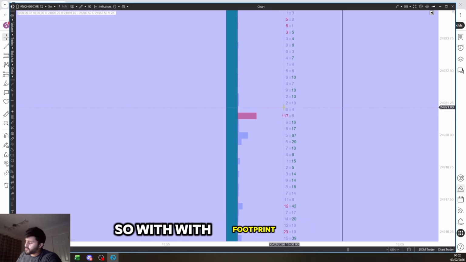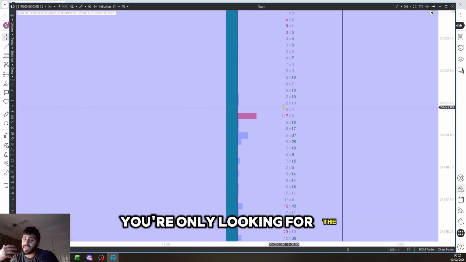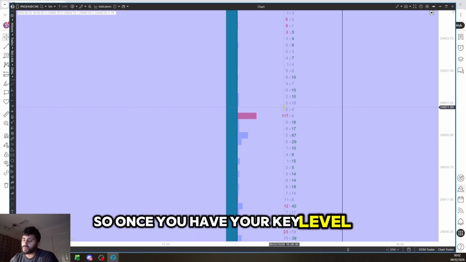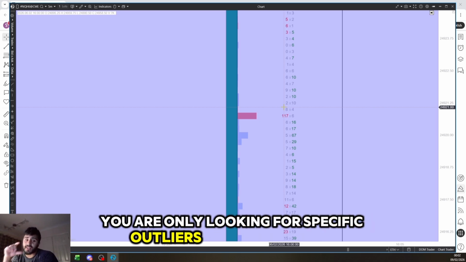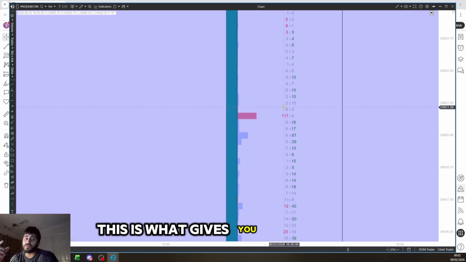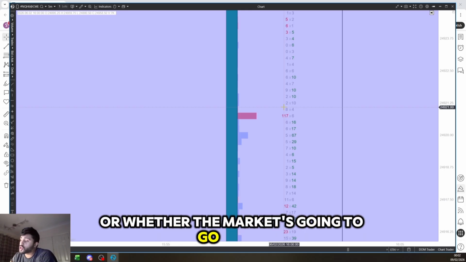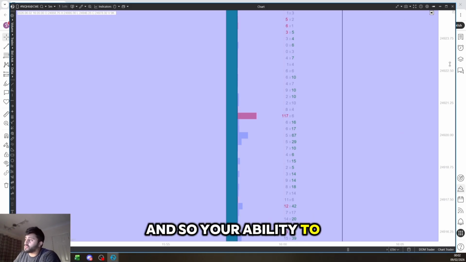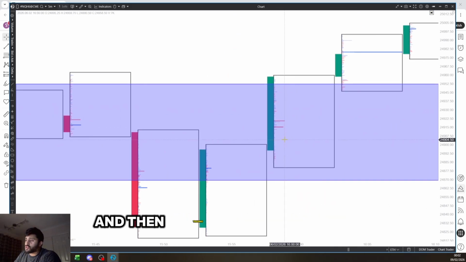So with footprint charts, you don't need to read every single number. You're only looking for the outliers. So once you have your key level or your fair value gap, you are only looking for specific outliers in that key level. This is what gives you an indication as to whether the market's going to go long or whether the market's going to go short. And so your ability to trade is going to come down to finding these levels and then trading the reactions off them.